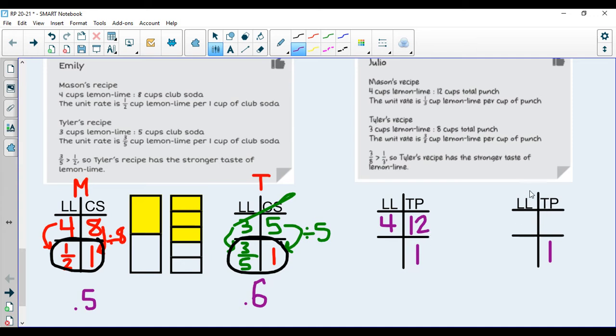Let's go ahead over here and fill out the table for Tyler as well. He had 3 cups of lemon lime plus the 5 cups of club soda to make 8 cups of total punch. Now, again, I'm going to find equivalent ratios. We're scaling down to get to those unit rates. Here I would divide by 12. So on this side, I would divide by 12. 4 divided by 12, I could write as 4/12. I can also simplify that fraction to 1/3.